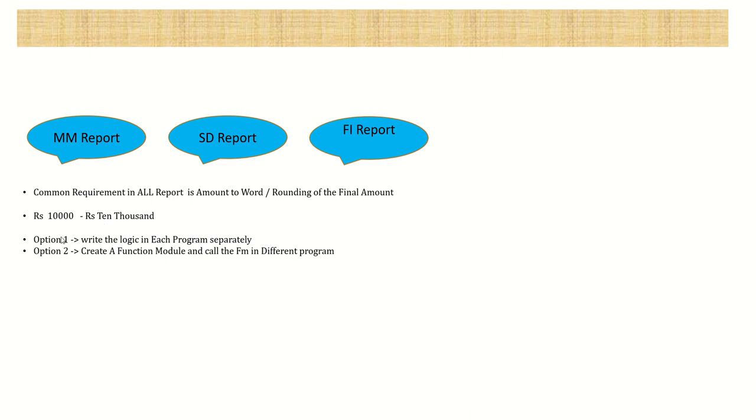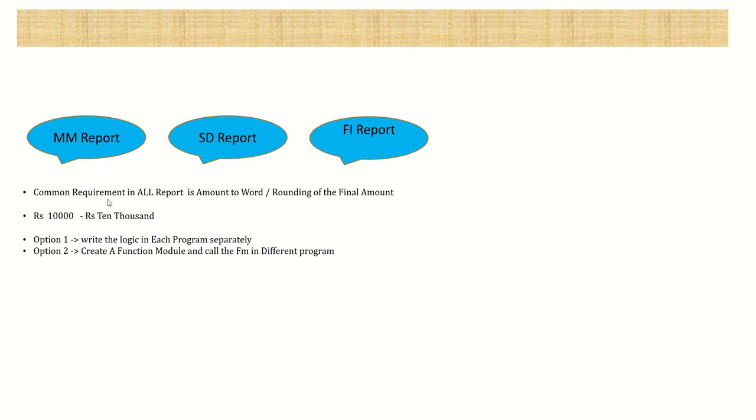So what is option 1 to meet this scenario? We have to write our logic to convert the amount into words in each report, MM report, SD report and FI report. This is option 1. We can write our logic in each report. So what is the disadvantage of this concept? Every time we have to write the whole piece of code in the MM, SD and FI reports. And in case any modification is required in that code, then we have to go into each report and do the modification. So what is the alternate solution for this?